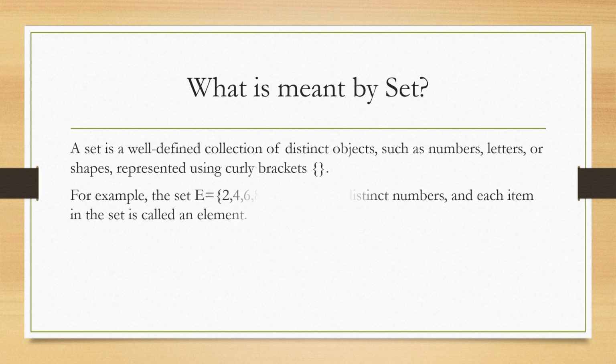For example, the set E = {2, 4, 6, 8} contains distinct numbers, and each item in the set is called an element. As you can see, here is the example. E means the set E: 2, 4, 6, 8. These are the even numbers, so it is represented in curly brackets, and each item in the set is called an element. Means 2, 4, 6 are the elements of the set of even numbers.